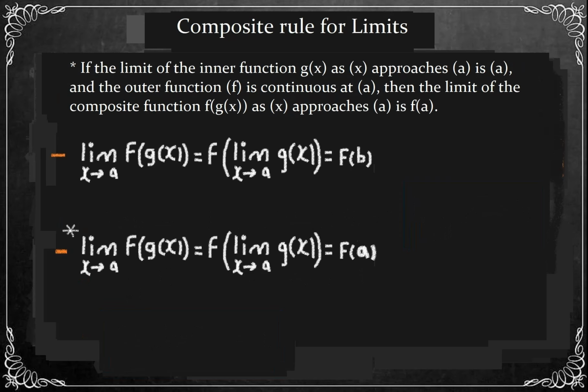If the limit of the inner function g of x as x approaches a is b, and the outer function f is continuous at b, then the limit of the composite function f of g of x as x approaches a is f of b, provided the limit exists for b equals a and f must be continuous at a. If all the conditions are met, then we have the notation, the last orange bullet. It's the same rule, but here b equals a. Now we have what we need, and it's consistent with what we mentioned already.